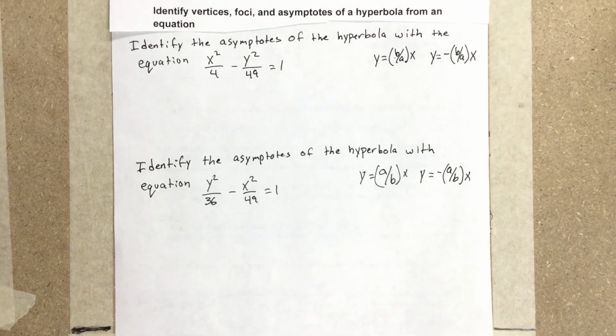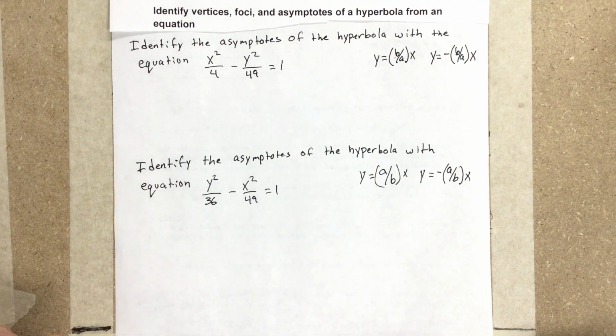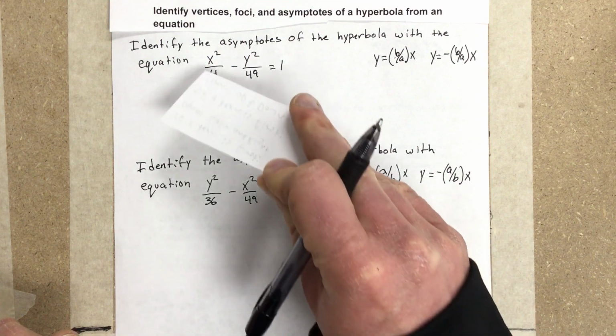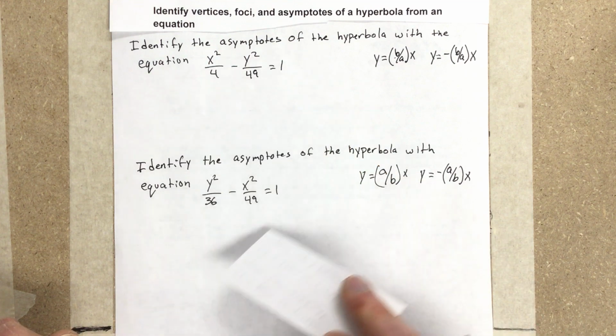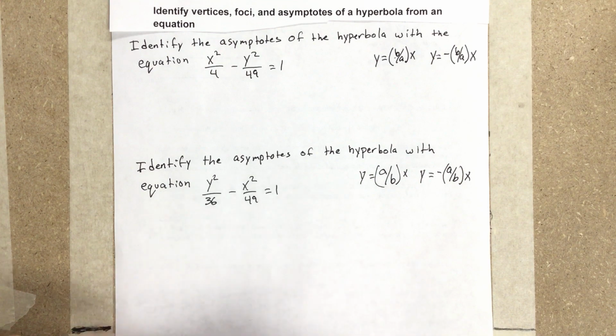In this video, we're going to identify vertices, foci, and asymptotes of a hyperbola from an equation. And I actually put two problems in this video. It says identify the asymptotes of the hyperbola with the equation x squared over 4 minus y squared over 49 equal 1. Thing to keep in mind is I have the x term first here. And then I wrote another equation where the y term was first.